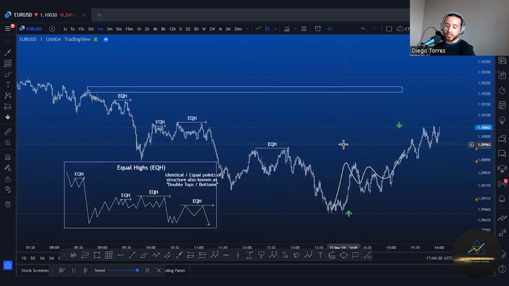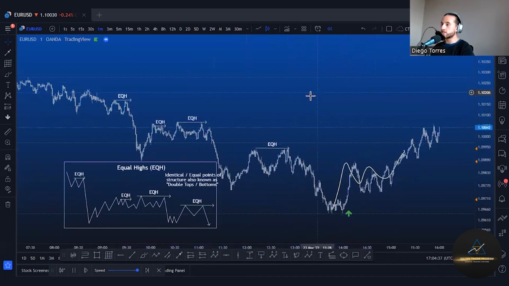So this is how you trade the equal highs. You want to be selling the market above the equal highs, normally above a liquidity pool, or you want to be targeting the equal highs. You want to be targeting the retail stops.